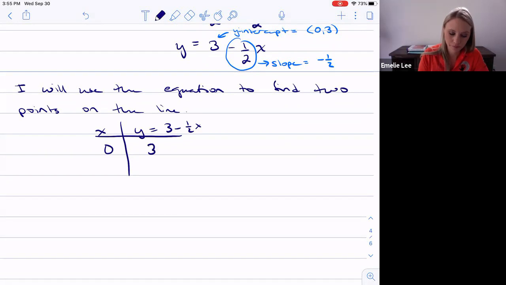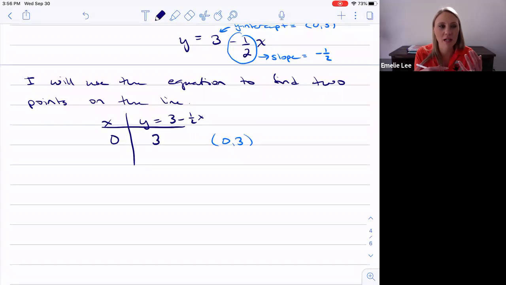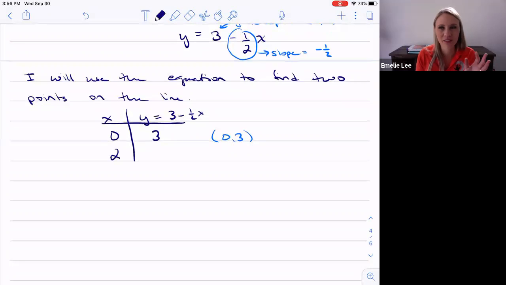Then I get 3, which means I have a point at (0, 3). Now we want to pick convenient values of x, right? If I let x be 2, instead of 1, since 1 is kind of tricky because then it's minus 1/2, then I get 1/2 times 2, which is just 1. So I'm at 3 minus 1. You want to be kind of sneaky about what values of x you plug in, because then y is 3 minus 1, which is 2. So (2, 2).